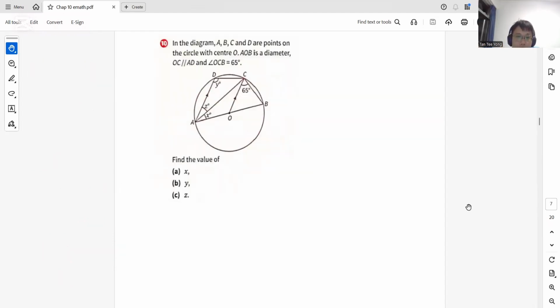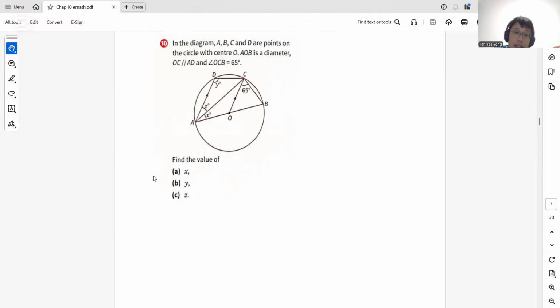Okay, let's take a look at question 10. So in the diagram, A, B, C, and D are points on the circle, and then center O. So AOB is the diameter, and OC is parallel to AD. And angle OCB is 65. So find the value of x.